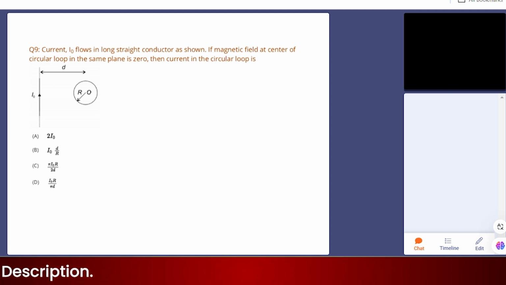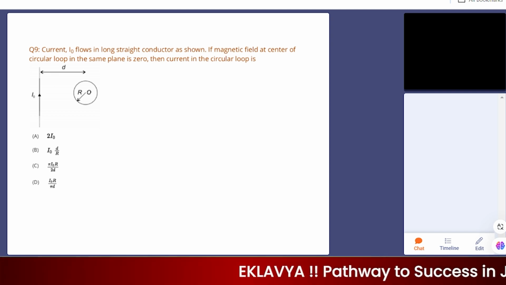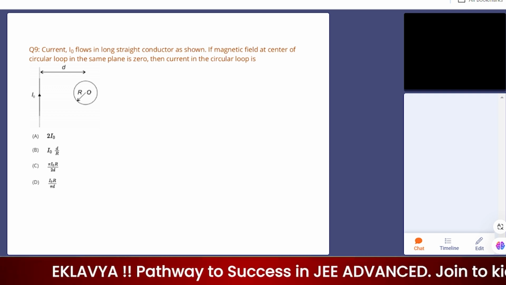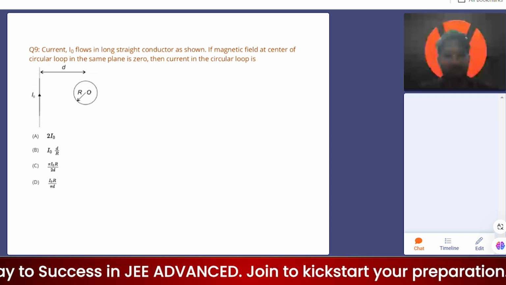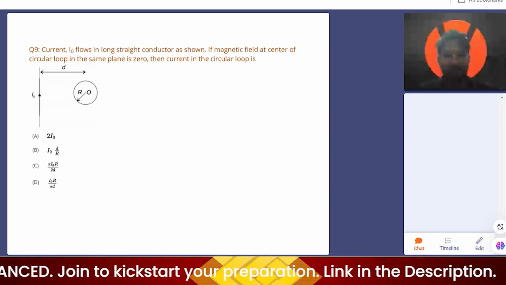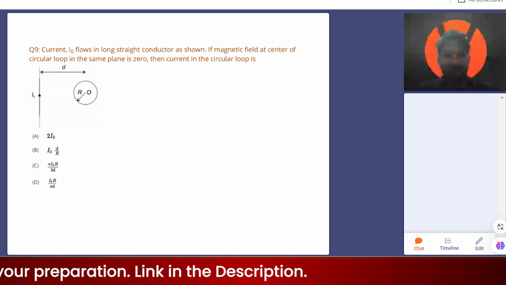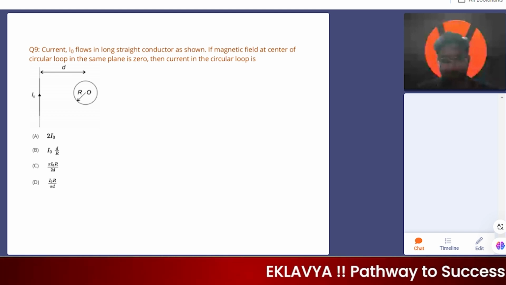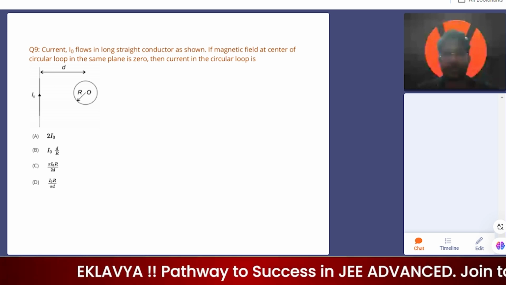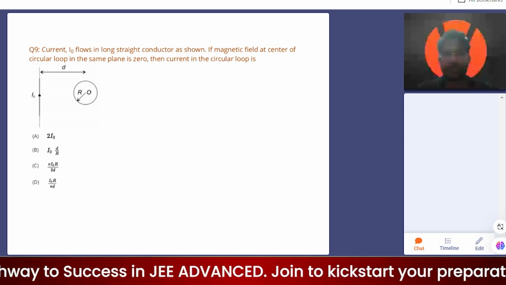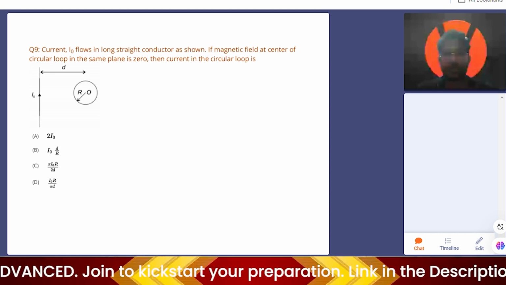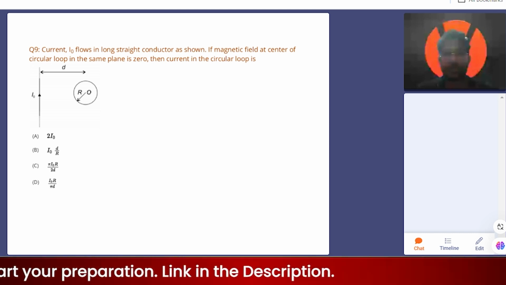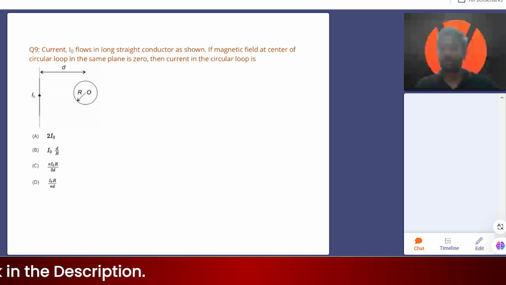Next question, question number 9. Current I flows in the long straight conducting wire as shown in the figure. If the magnetic field at the center of the circular loop, in the same plane, is 0, then the current in the circular loop is. One thing we need to understand: this is an infinite wire due to which the magnetic field will be varying with distance. That means throughout this particular loop, magnetic field intensity is not the same, it is varying. As the field intensity through the loop is varying, what will also vary? Flux will also vary. If the flux is varying, what will happen? The induced EMF will come into the picture.